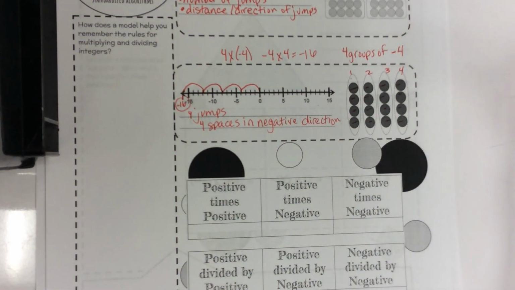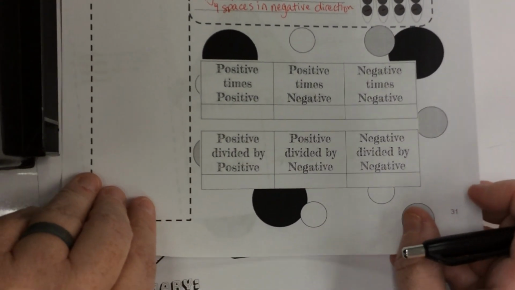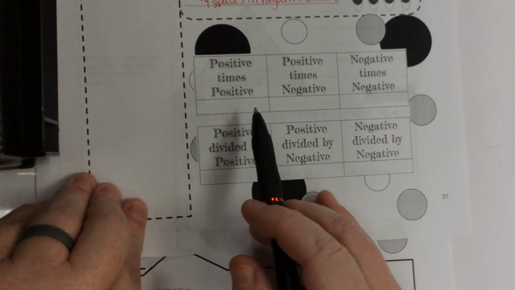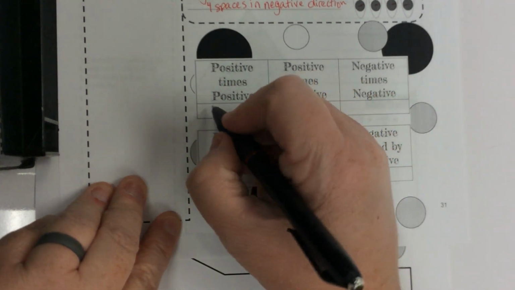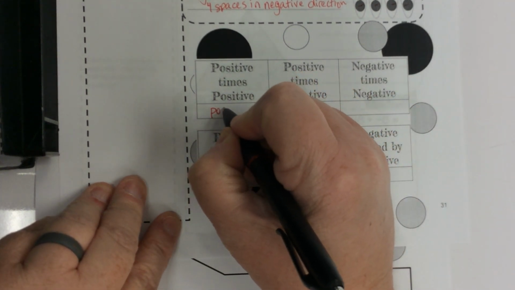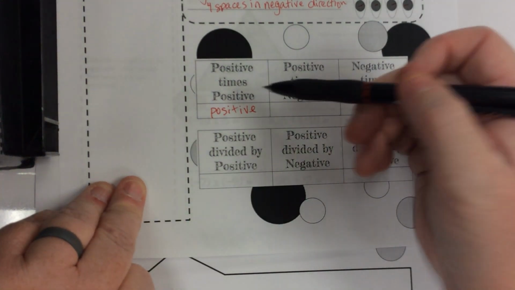Now, yeah, this works with models. That's great. But what happens when we're not looking at models? We want to deal with big numbers. Well, we have a pretty easy little strategy, and I've got actually 2 ways to show it to you, okay? So the rule is, if the signs are the same, your answer is positive. So positive times positive is positive. That's just like elementary.